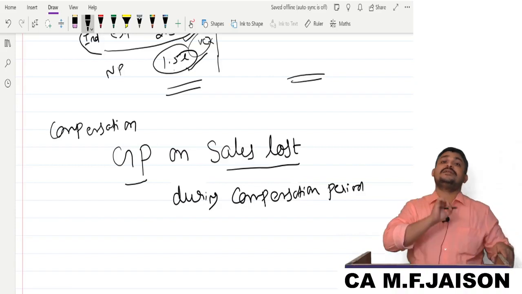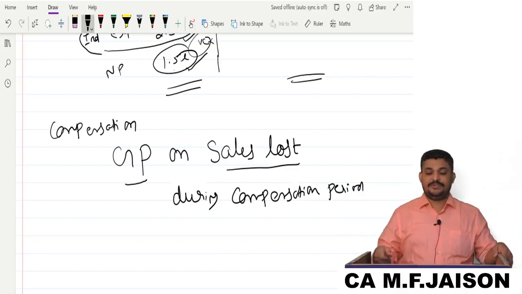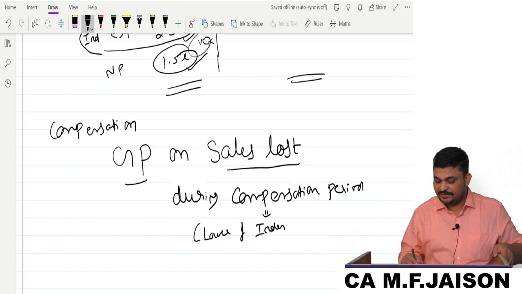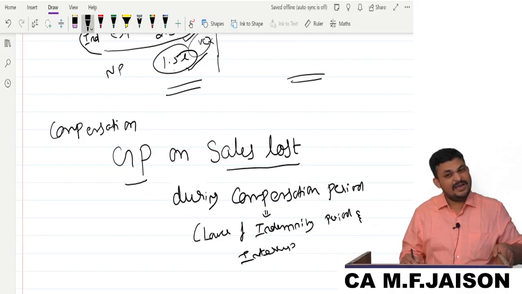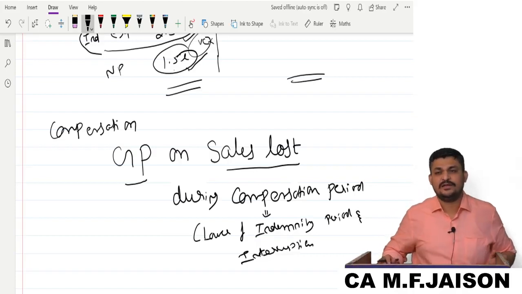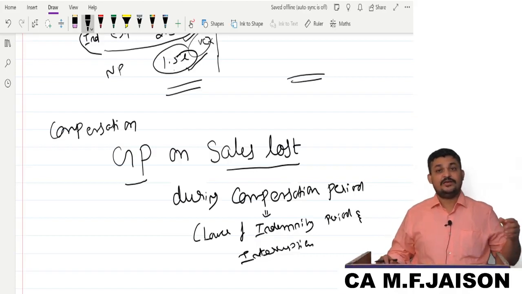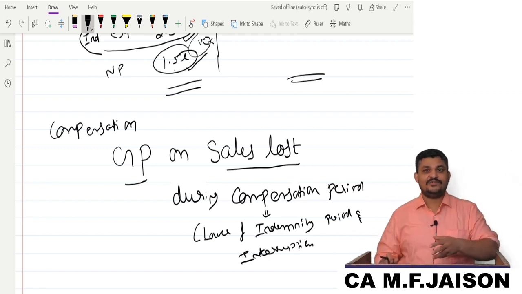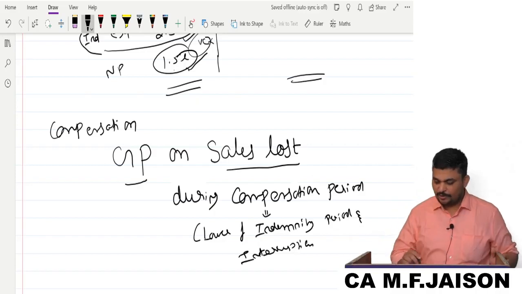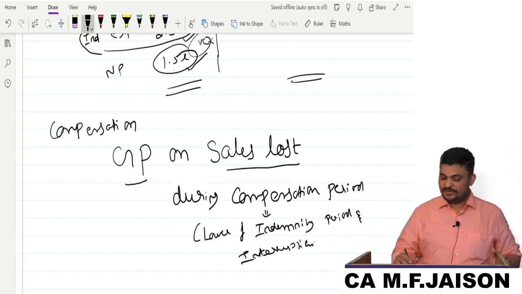What do you mean by compensation period? Compensation period is the lower of indemnity period and interruption period. There can be various names that will be used in the problem, my dear friends: interruption, dislocation, disruption, the fire affected period, reconstruction period, several. I already conveyed 5 to 6 names. There are several names used in different books and different problems. So the interruption period and the indemnity period are what you should consider.